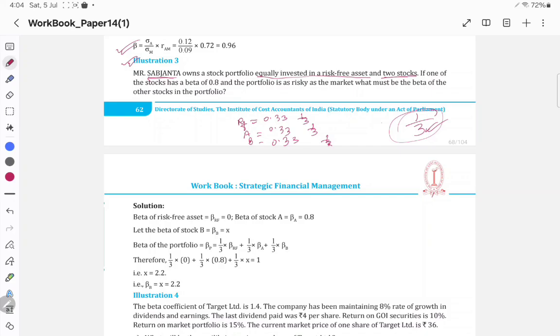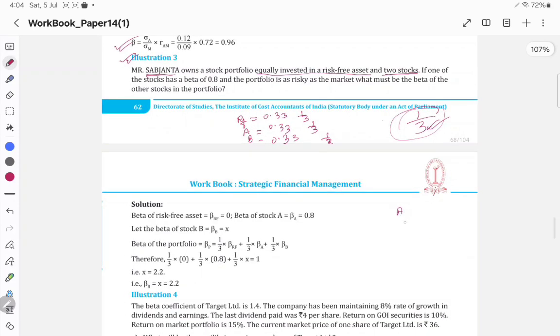If you're not understanding, let me make you understand with another example. If there are 2 stocks, A and B, equally invested means what? We take it like half is invested in one, half is invested in the other. So we say 0.5 is invested in it, 0.5 is invested in it.